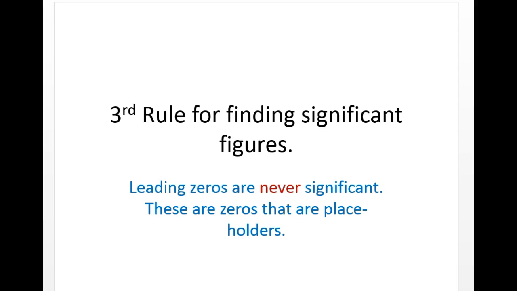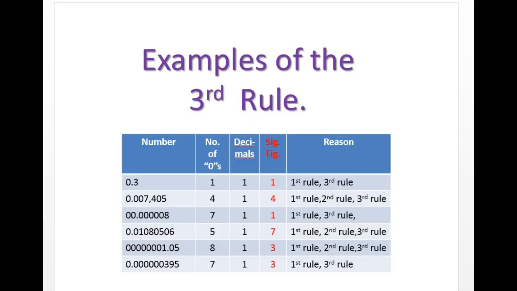Now we go to rule number three. In finding significant figures, leading zeros are never significant. I mean that those zeros that are placed as placeholders, they have to be in the number, but they don't really mean much. Because of that, they're not considered to be significant. Now, it does begin to get a little tricky at this stage, so be very careful.